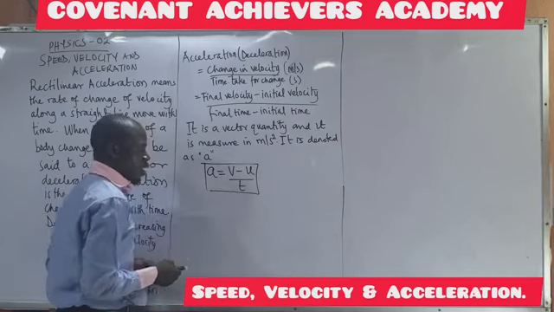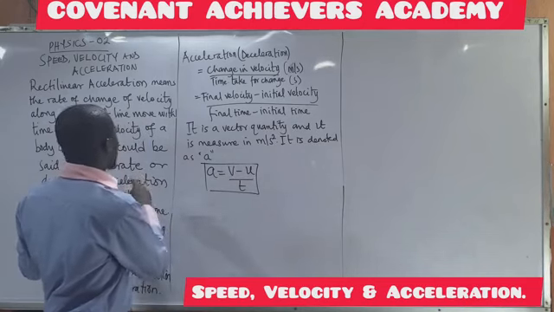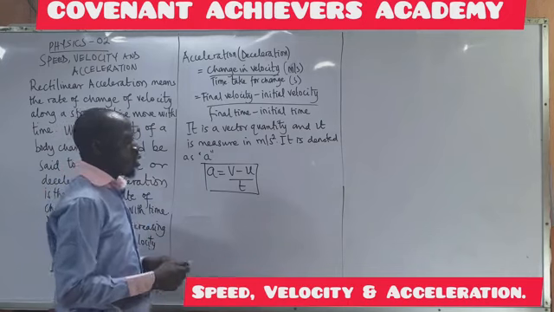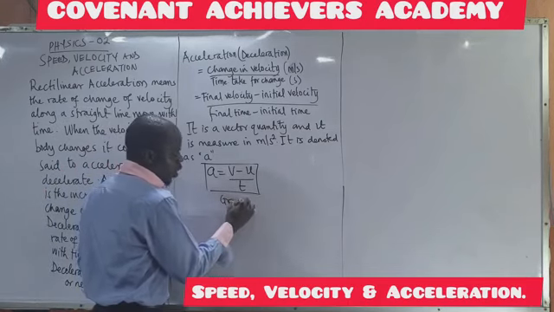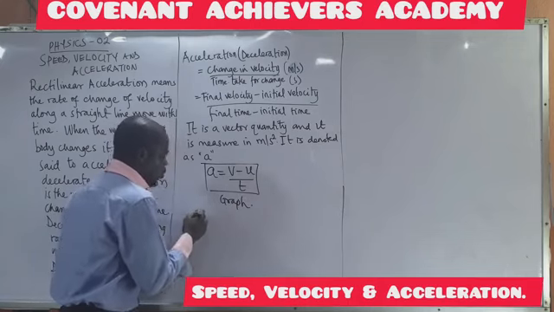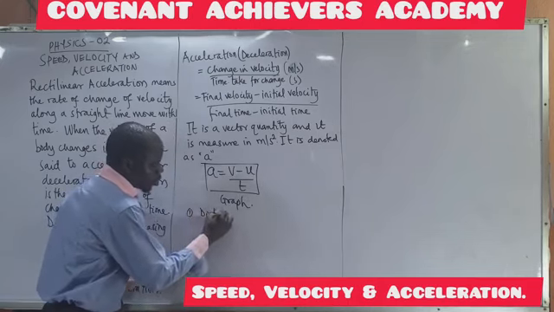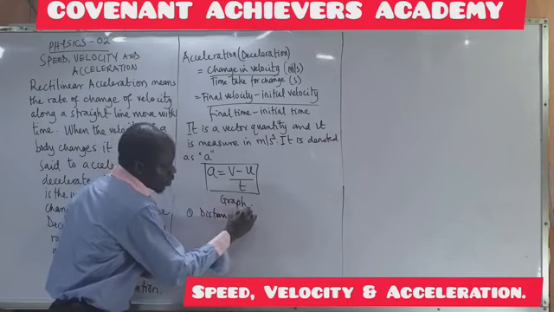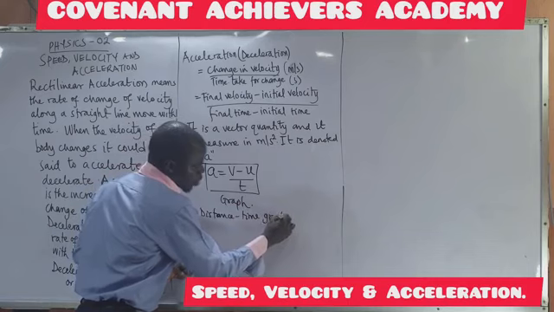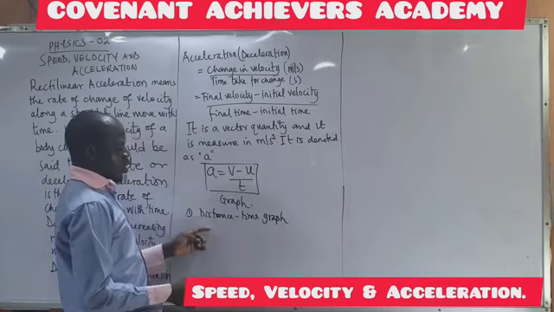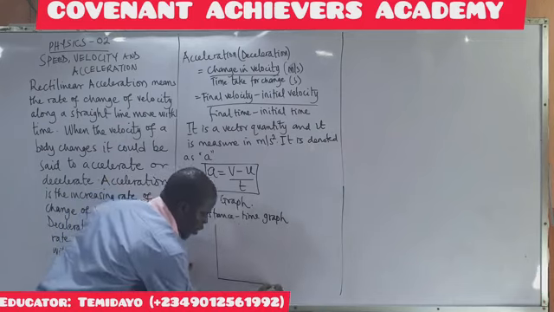Now, having said that, the next thing we can quickly look at in relation between speed, velocity, and acceleration is the graph. When you are talking about graphs in this place, you are going to consider the first one, which is the distance time graph. Now, when you plot your distance against time, you are plotting a graph of distance against time.